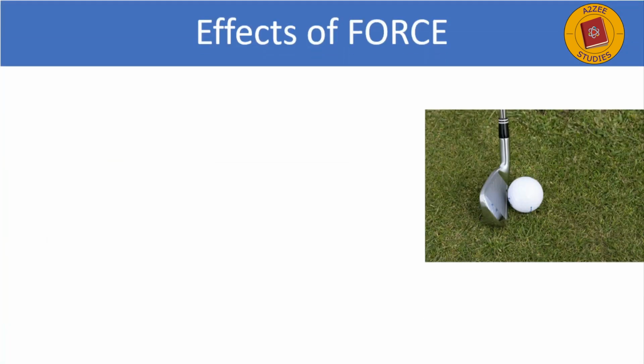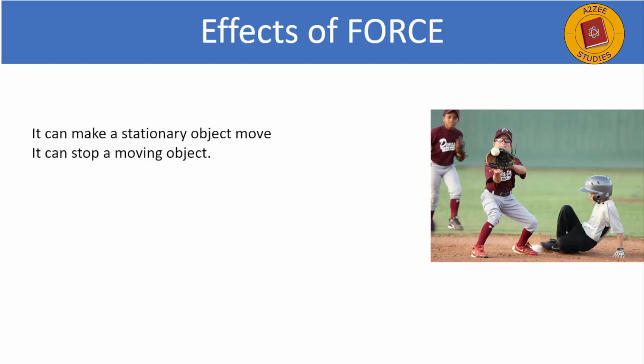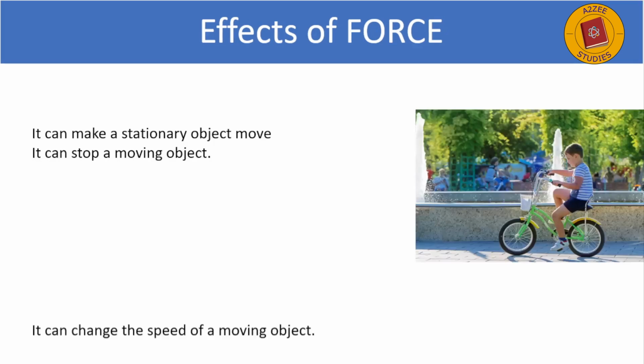What can be the effects of force? It can make a stationary object move. For example, here we have a golf ball. If we hit it with a club, the ball was stationary, it will start moving in this direction. It can stop a moving body. Whenever a bowler or a fielder catches a ball, he is stopping the ball.